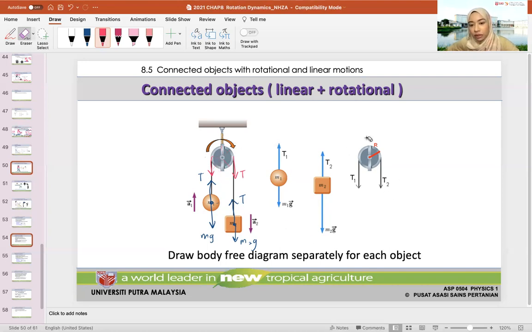So if you see over here, they already separated the system into 3 free body diagrams. The first one, tension 1. This is M1G, T2, M2G.